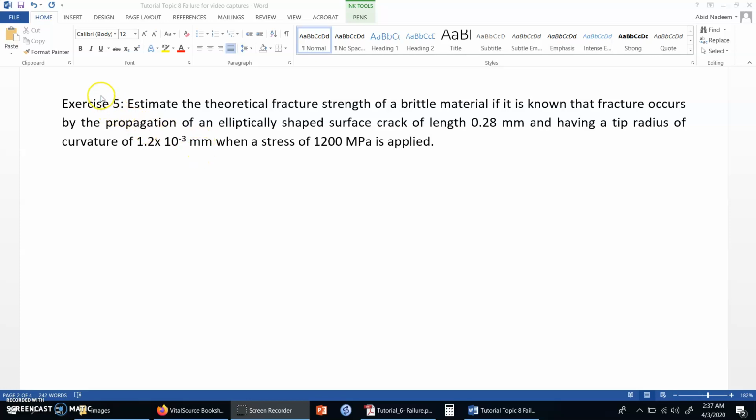Exercise 5. I have skipped exercise 4 because it was very much similar to exercise 3, which we have already done.